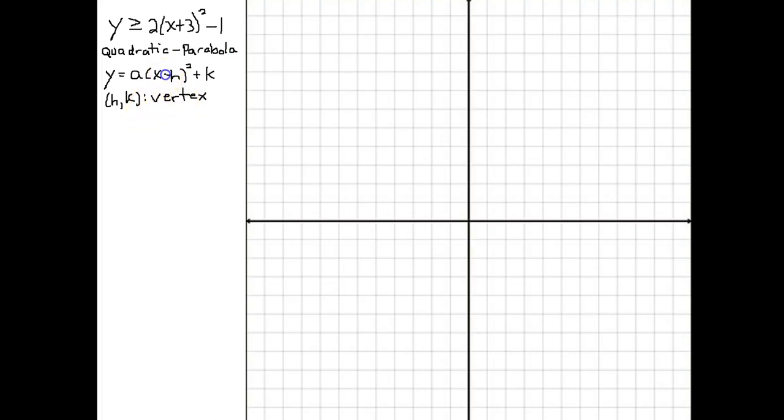(h, k) is the vertex as long as it's x minus h quantity squared plus k. The a tells you, if a is greater than 0, the parabola is going to hold water. If a is less than 0, the parabola is going to dump out water. So a positive is concave up, a negative is concave down. Knowing all that, it'll help us with our graphing of our parabola. So for the equals to part, we're going to graph the parabola, and since there is an equals to right there, we're going to use a solid border.